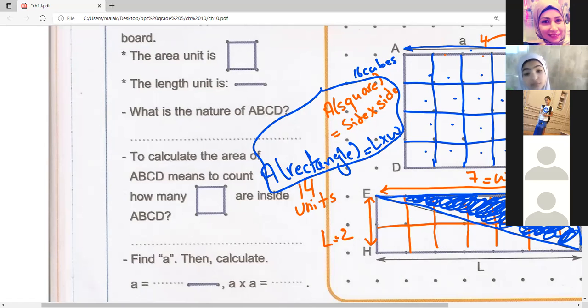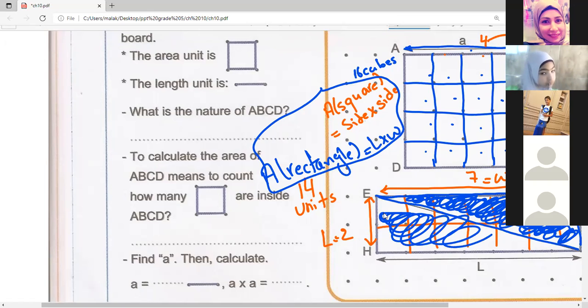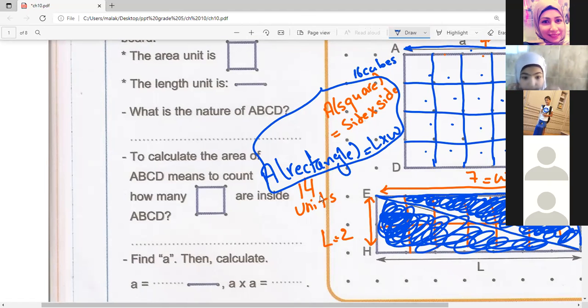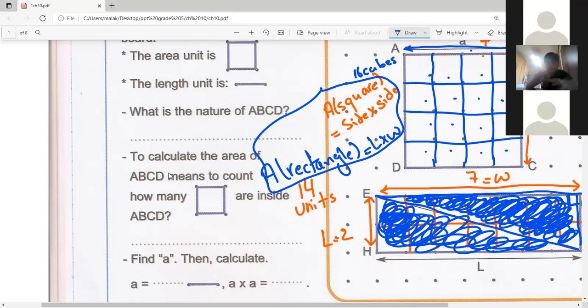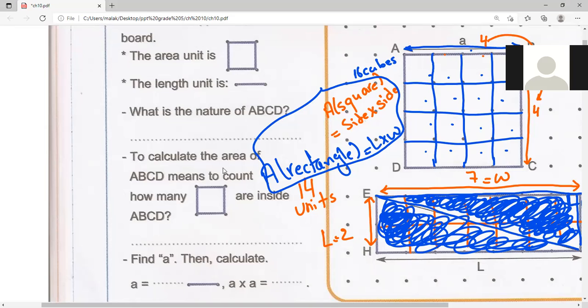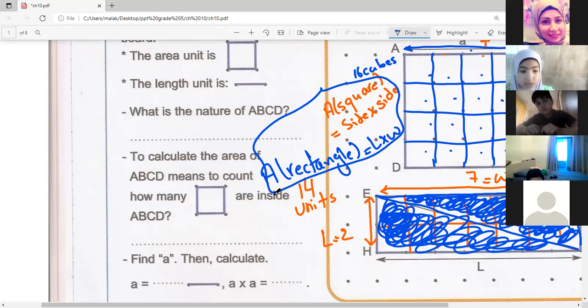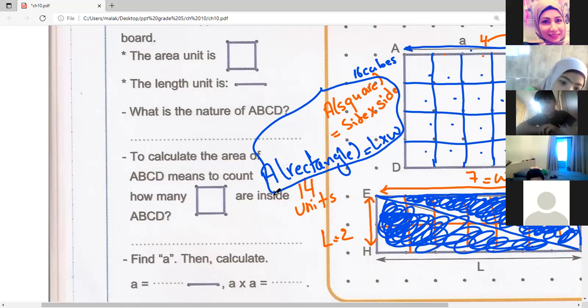So the area of the triangle: these two triangles, if I put them together, don't they give me one rectangle? Yes. And it will be 14. So one triangle is half of the rectangle. If the area of the whole rectangle is 14 and we want to find the area of a triangle, we say half of 14. Which number in table 2 gives us 14?